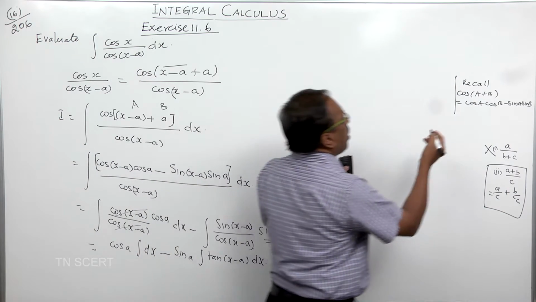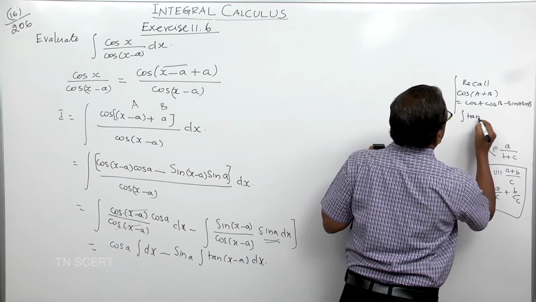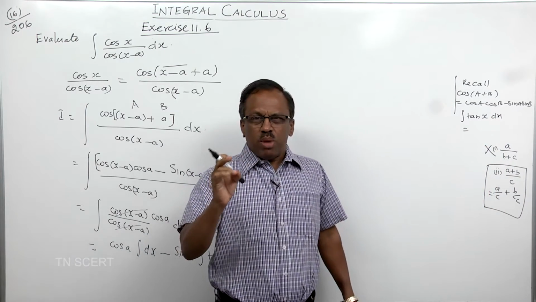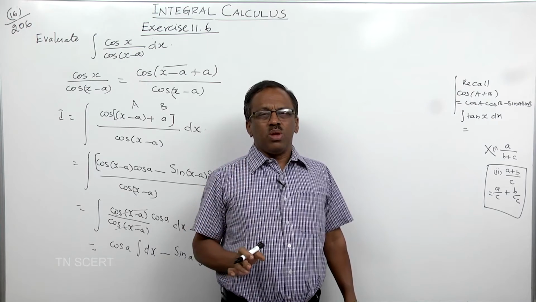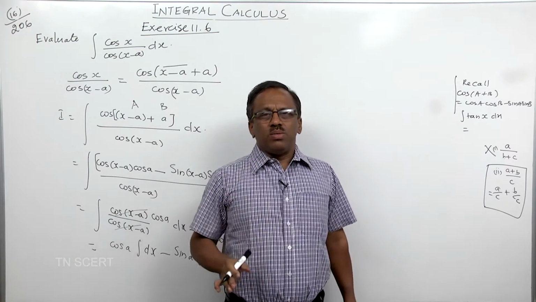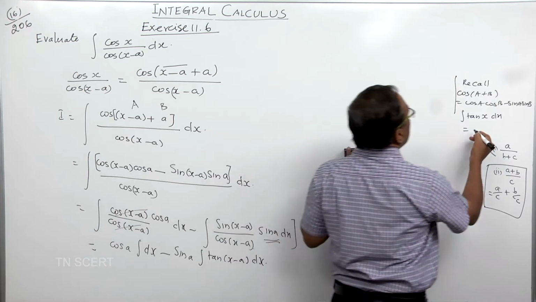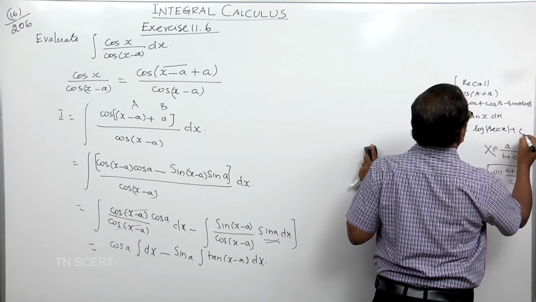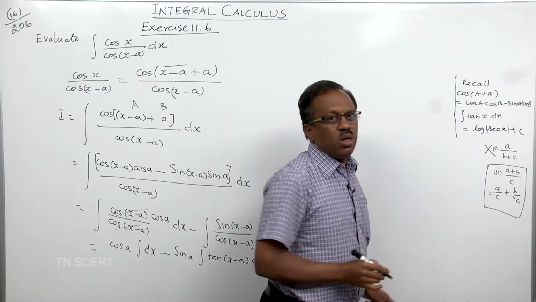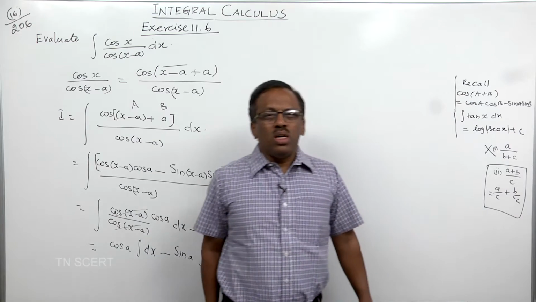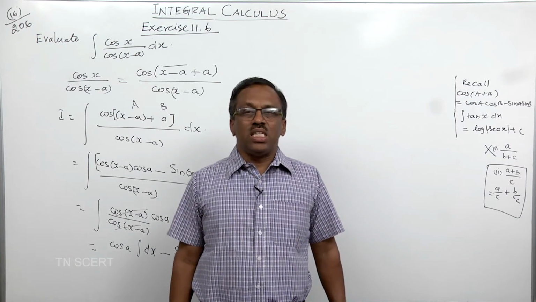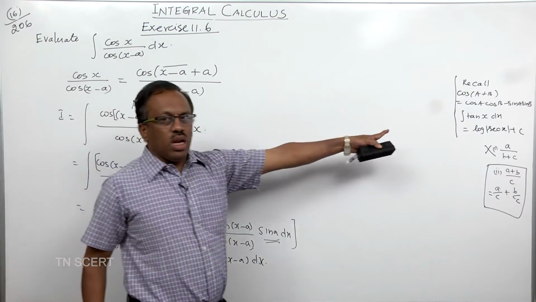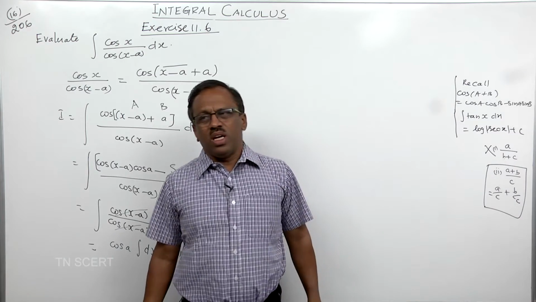What is the integral of tan x? What is tan x integral? Integral of sin x is minus cos x, integral of cos x is sin x. What about tan x? Integral of tan x is log of secant x plus c. This is the formula you have to recall. Tan x is what? Log of secant x. Remember that. That is the way you can do this problem.